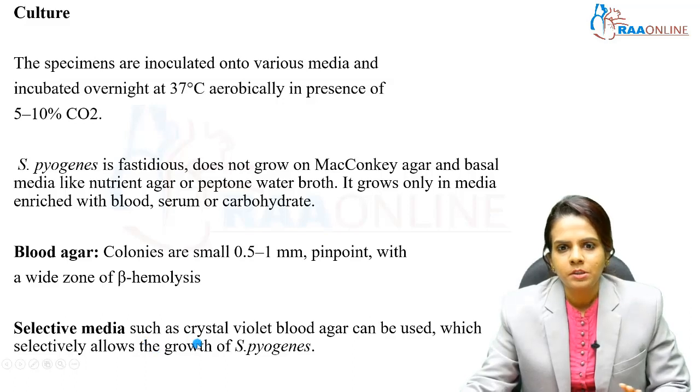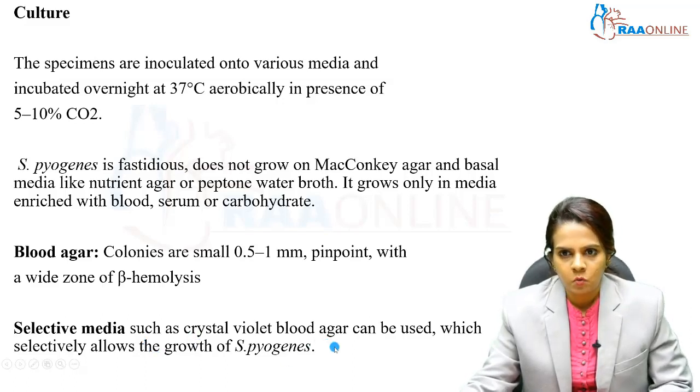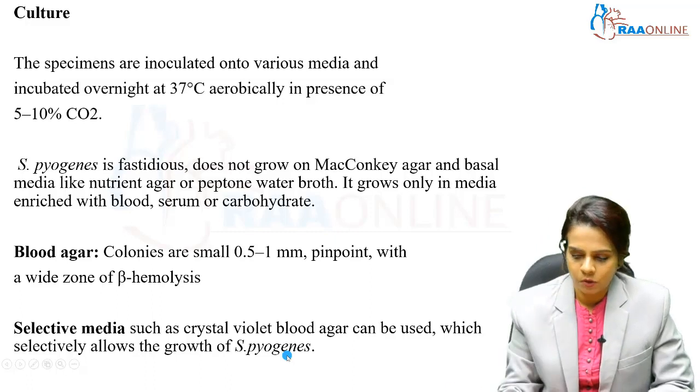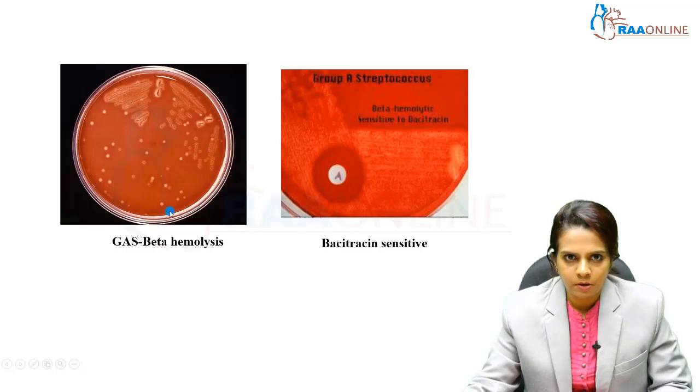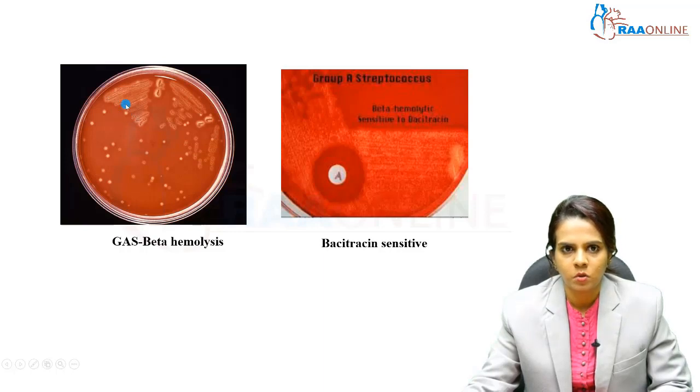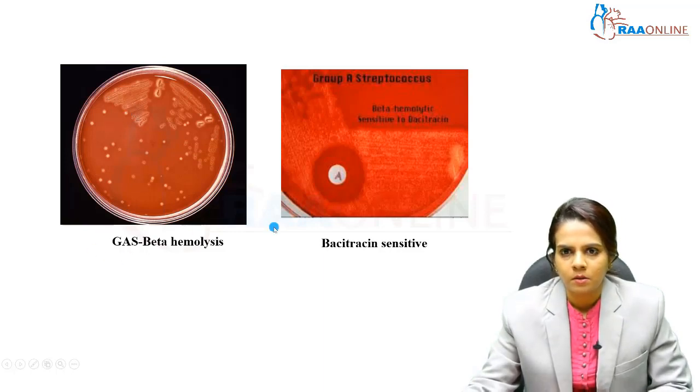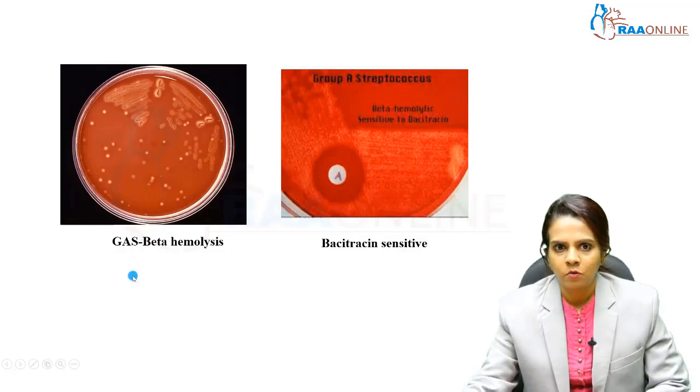Selective media such as crystal violet blood agar can be used, which selectively allows the growth of Streptococcus pyogenes. So this is a picture showing culture on a blood agar. The colonies are pinpoint colonies with a wide zone of hemolysis. You can see the wide zone of hemolysis. And here this is Streptococcus pyogenes.